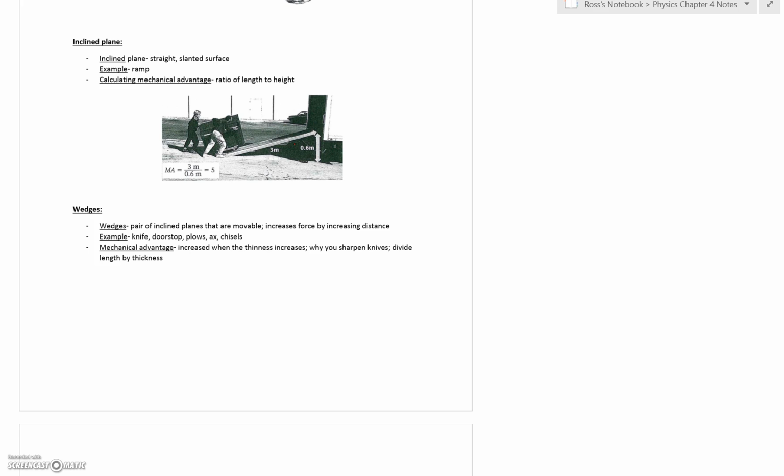To figure out the mechanical advantage, you divide the distance that you're going to travel up the ramp by the height. So you're going to divide the length of the plane by the height of the plane, and that will give you mechanical advantage. And this makes sense because what you want to do is make this longer. The longer you make that ramp compared to this height, the more mechanical advantage you will have.